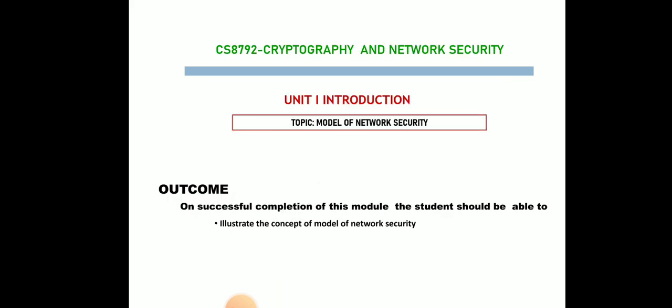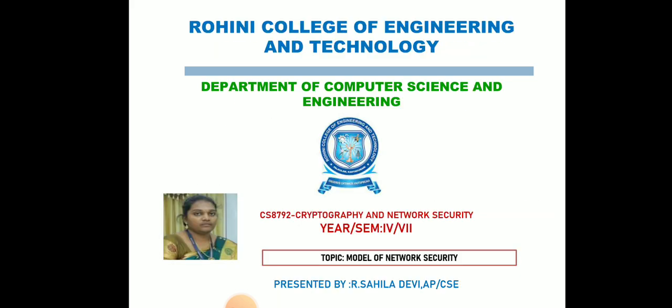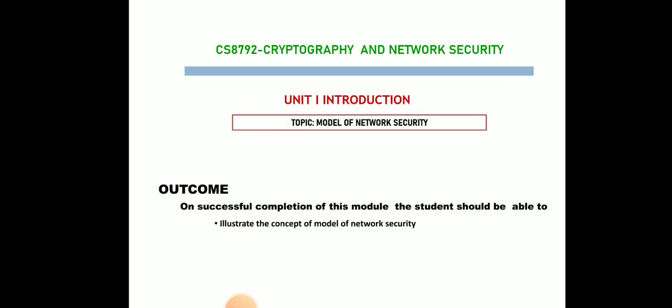Today we are going to discuss the subject CS 8792 Cryptography and Network Security. Under Unit 1, we are going to discuss the Model of Network Security today. The learning outcome of this topic is, on successful completion of this module, the student should be able to illustrate the concept of the model of network security.